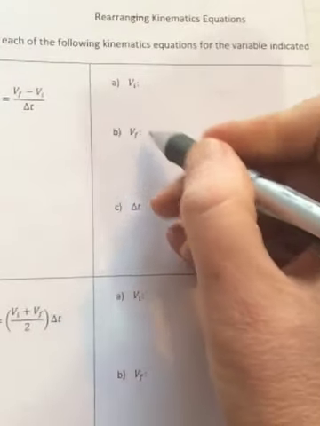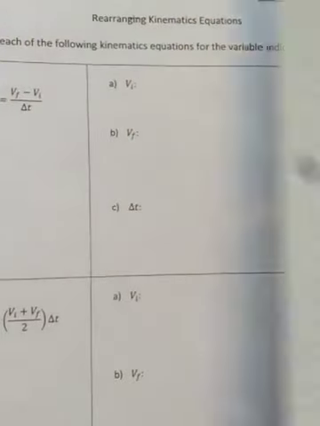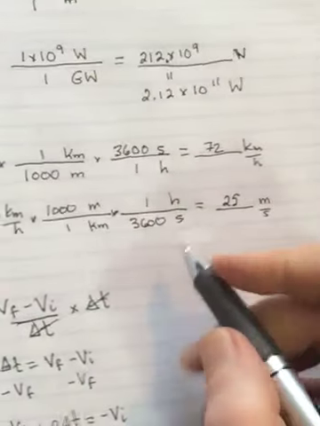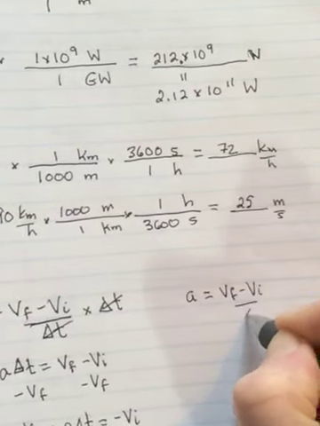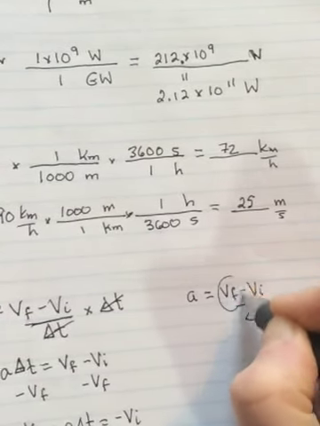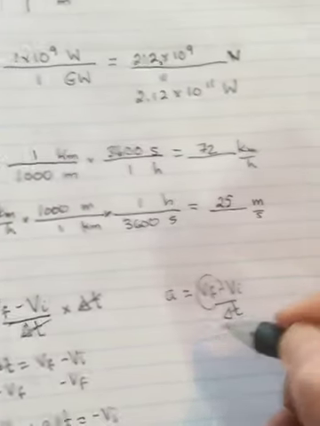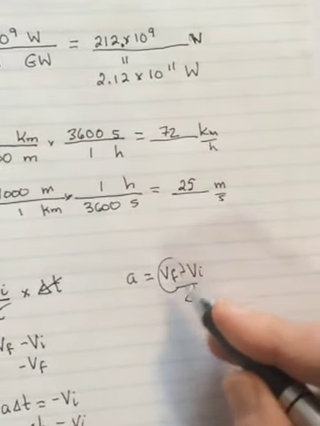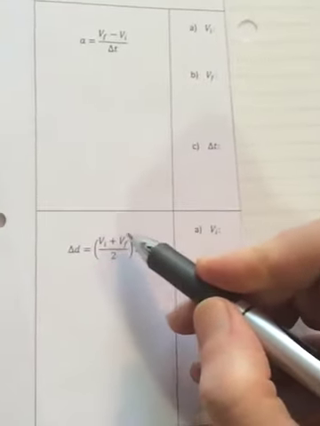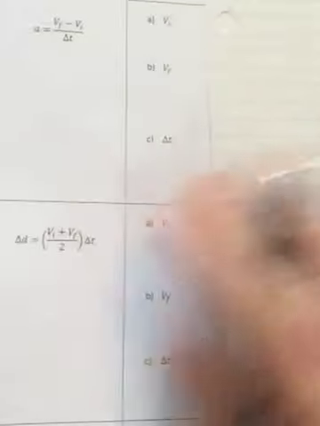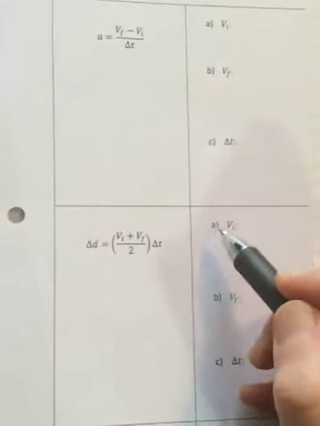Then the next piece, it wants you to take the same equation and just rearrange it for VF. So you go back to the starting point, A is equal to VF minus VI over delta T, and this time you're going to rearrange for VF to get it all alone. And then the third time, it wants you to rearrange for delta T. So that's the first equation. The next equation is D is equal to VI plus VF over 2 times T. And again, it just wants you to rearrange for VI.